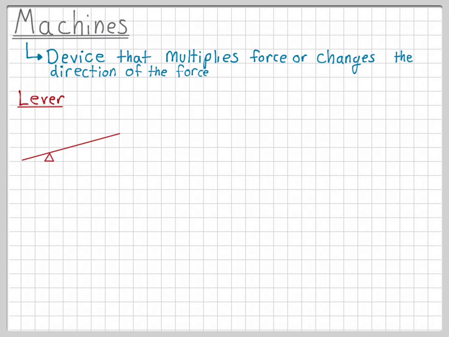First, let's talk about a lever. A lever looks like this, where there's a flat board or a flat object that is resting on a fulcrum, which can be thought of as a pivot point. When the lever is pressed down on one side, the other side is going to go up, very much like a seesaw. So if the fulcrum is not in the middle, one side will travel a further distance than the other.